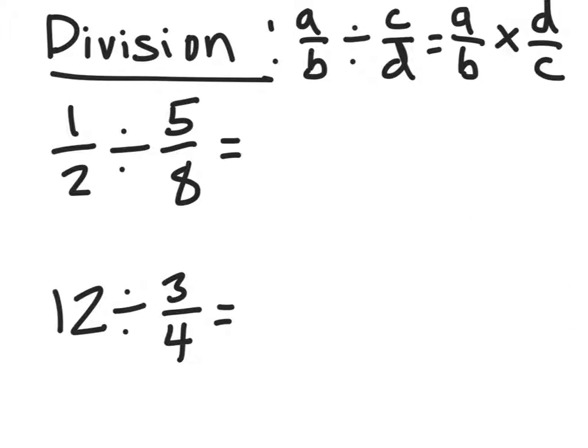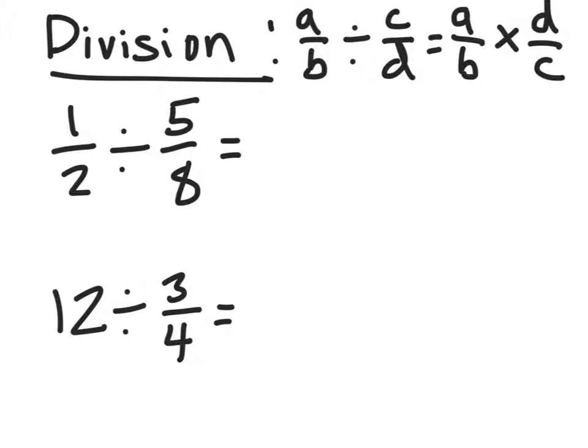Alright, division is very much like multiplication with one extra step. Here is your rule up here: a over b divided by c over d. The first fraction stays the same. The division, you change it to multiplication, and the second fraction, you flip it. Notice c over d becomes d over c. So basically we're going to turn all of our division into multiplication and then do what we just did in the last slide. So let's take this first example.